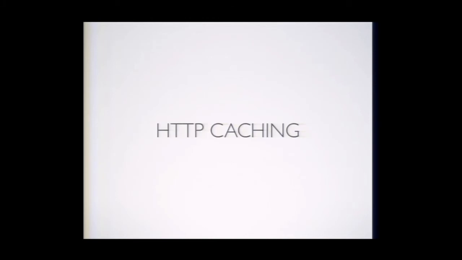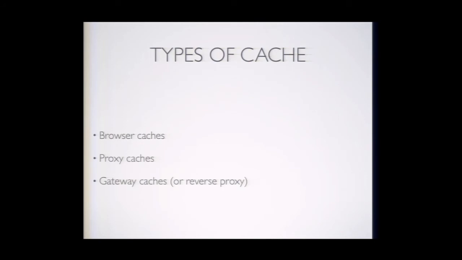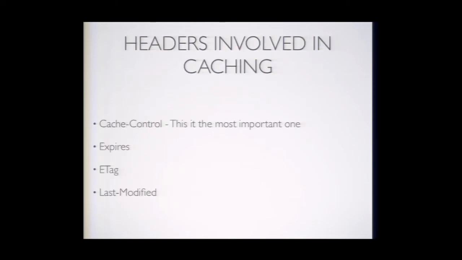HTTP caching is one of the things that was made a lot easier in CakePHP 2.2. We basically took advantage of those three types of caching: your browser cache, proxy cache, and reverse proxies, if you have ever used Varnish. Those are the headers involved in caching. You have cache control, expires, etag, and last modified.